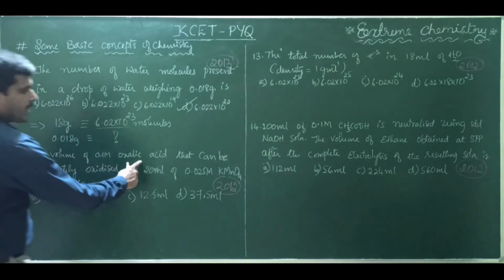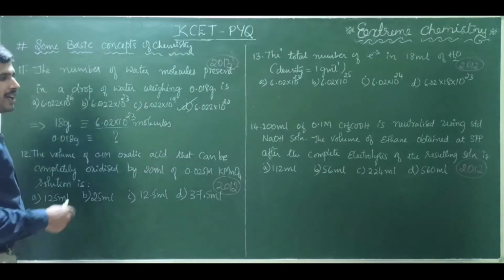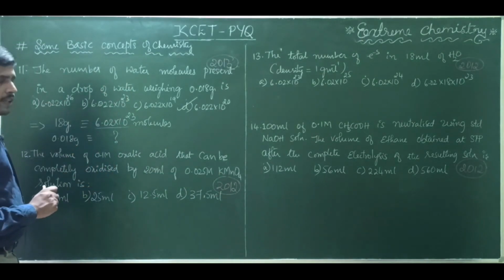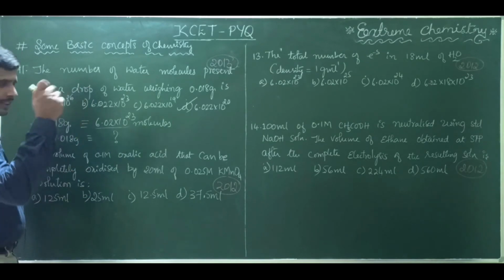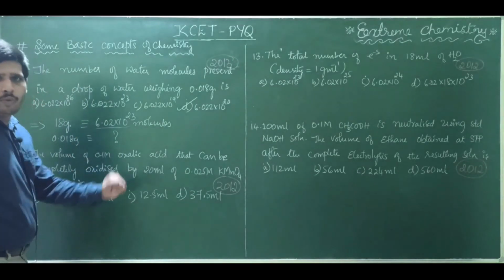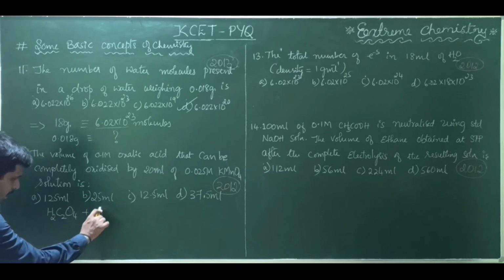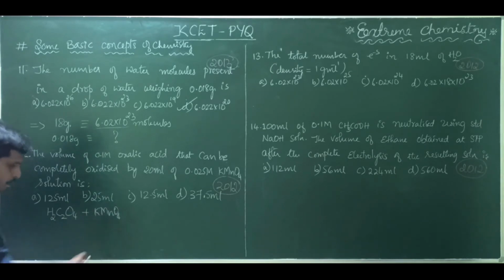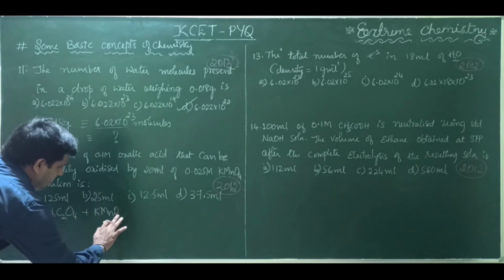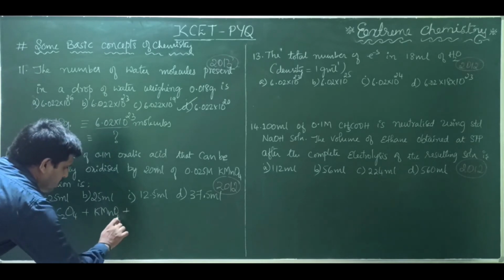So always, when oxalic acid and KMnO4 react, the stoichiometric coefficients will be 2 and 5. We come to know this by writing the equation. So shall we write that equation? Oxalic acid, H2C2O4, reacts with KMnO4, potassium permanganate. The reaction takes place in acidic medium.